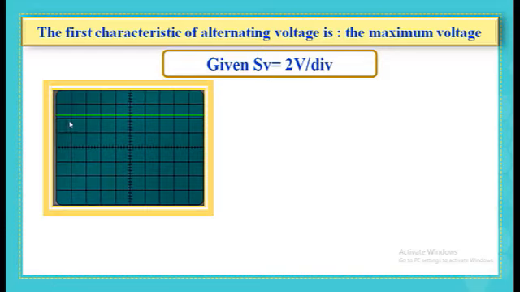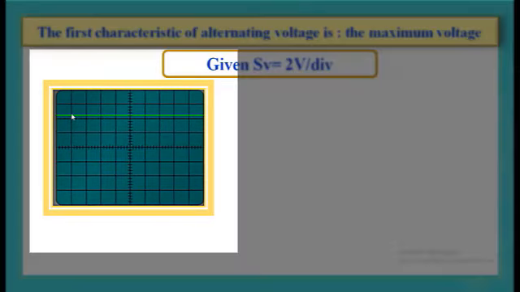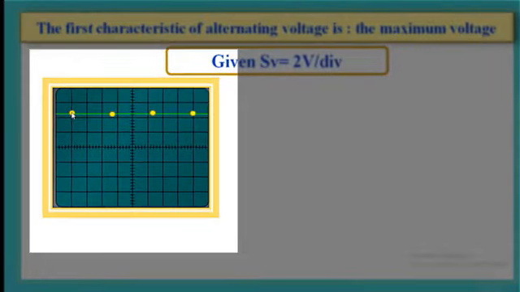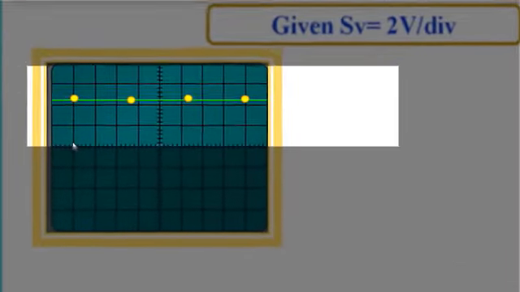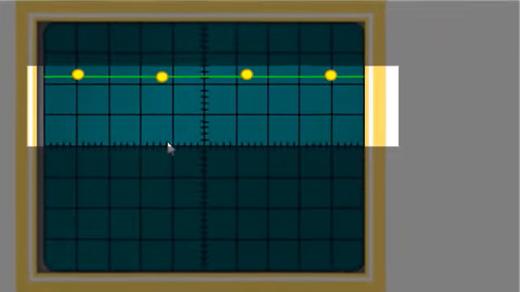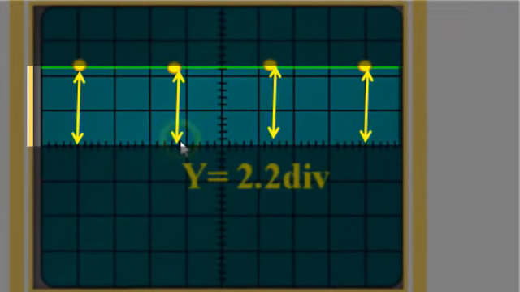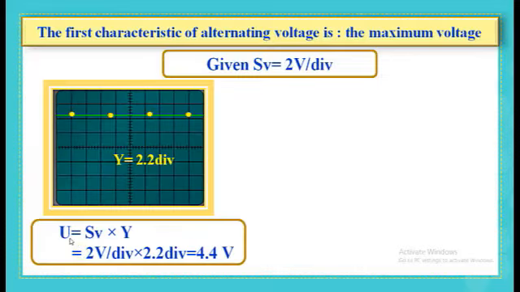This oscillogram refers to DC voltage since it keeps constant as the time varies. Now let us calculate the voltage at each point on this line. The displacement for each point is represented by y, where y equals 2.2 divisions. When applying the formula U equals SV times y, where SV equals 2 volt per division and y equals 2.2 divisions, it gives us 4.4 volt. So the voltage at each point on this line is 4.4 volt.